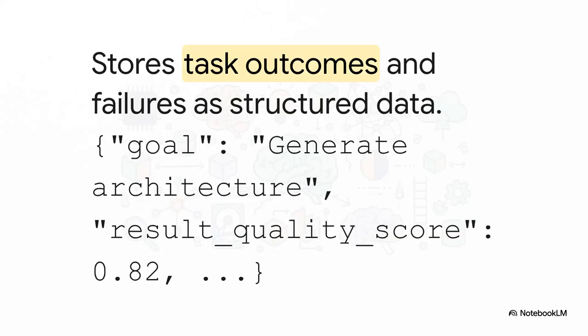And check this out. This is what one of those records actually looks like. The agent tried to generate an architecture. It gave its own work a quality score, and it even noted what went wrong, a retrieval mismatch. This is the exact kind of feedback loop that lets an AI genuinely learn from its own mistakes.